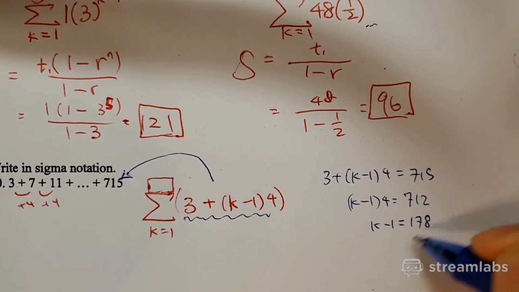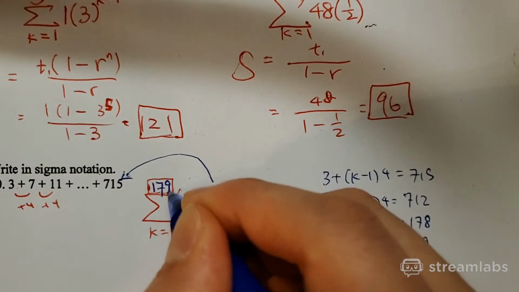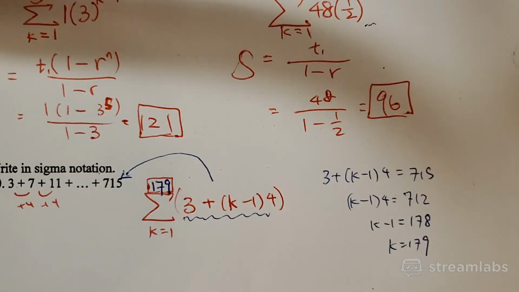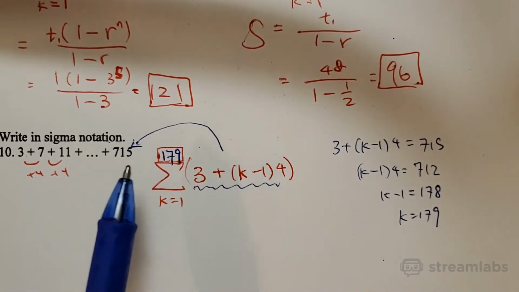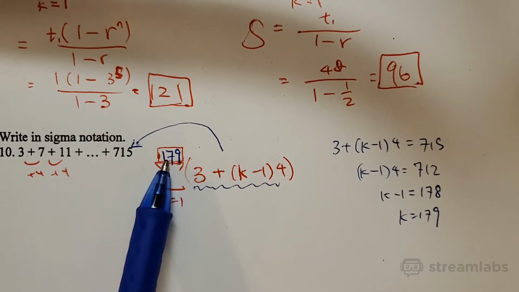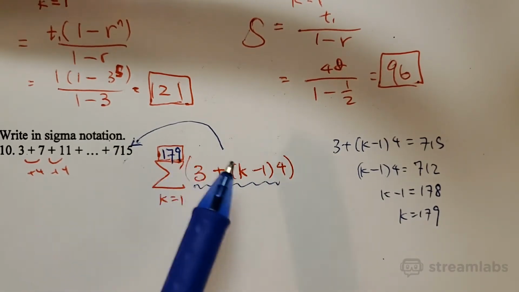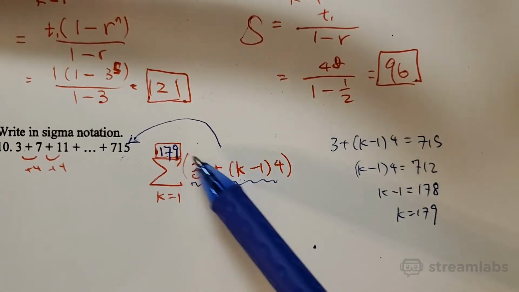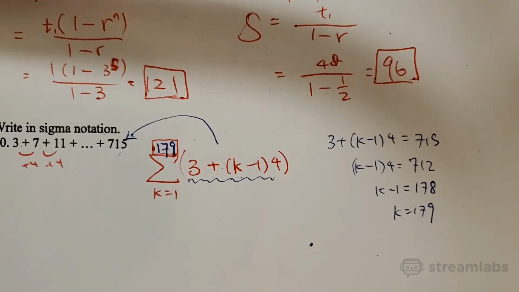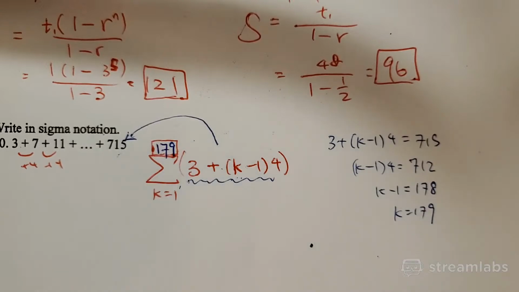178. So K is 179. So you put 179 here. Alright, that's what you want to end. When you are trying to find the end index, you want to make sure your last term is equal to the expression. That way you know what the index needs to be to end. Does that make sense? That way when I plug in 179 at the last term, I would get 715.